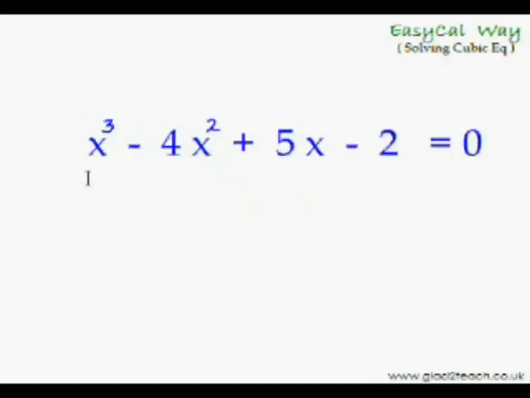So now please solve this cubic equation. Now as you can see, this one has some minus signs. So you just have to adjust the signs of the three factors accordingly. Very simple. So start.